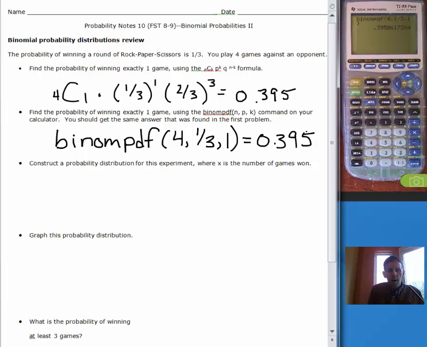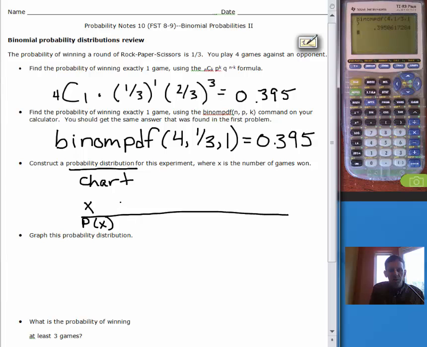Now when it says construct a probability distribution, remember a one-word definition for probability distribution is a chart. So we're making a chart of all the different values that could happen when you play 4 games of rock, paper, scissors, and X is the number of games won. If you play 4 games, the least number of wins that you could possibly have is, well, 0. And the most number of wins you could have is 4. And you could win any number of integer games in between 0 and 4.